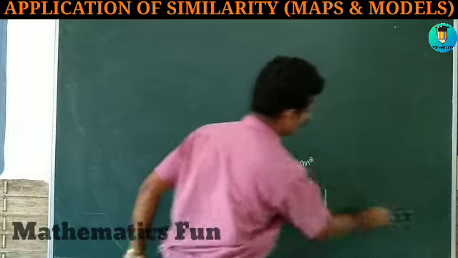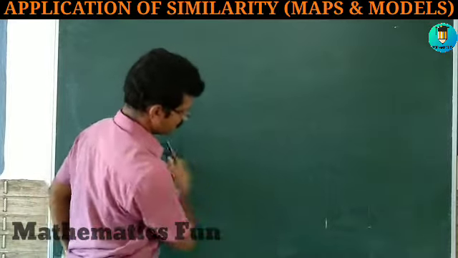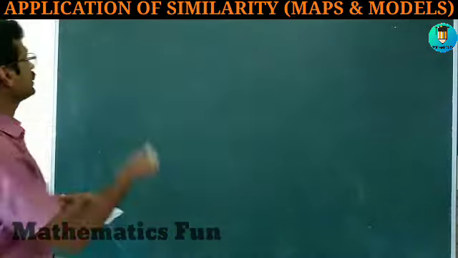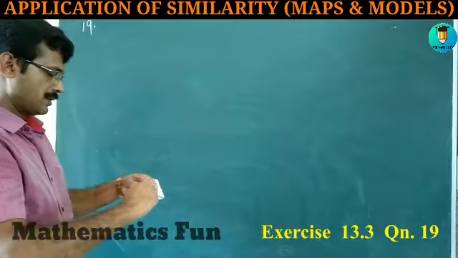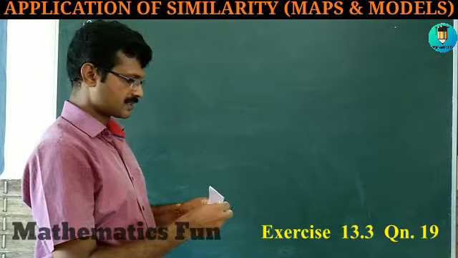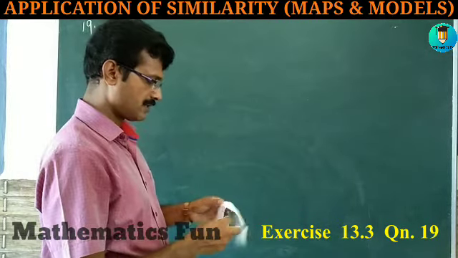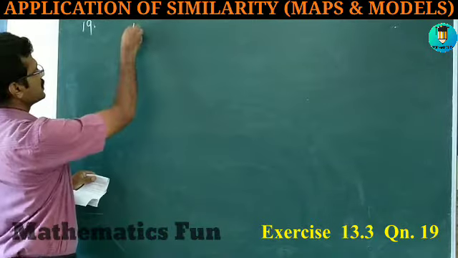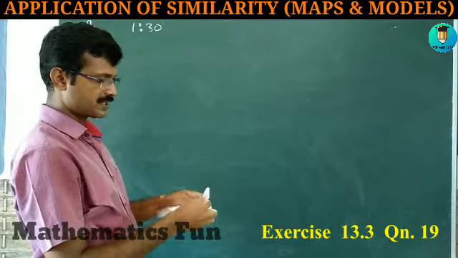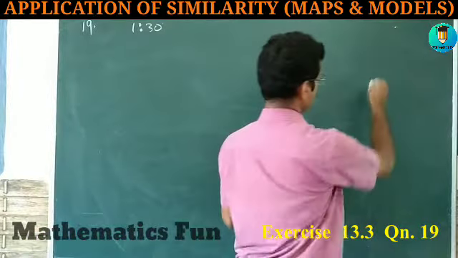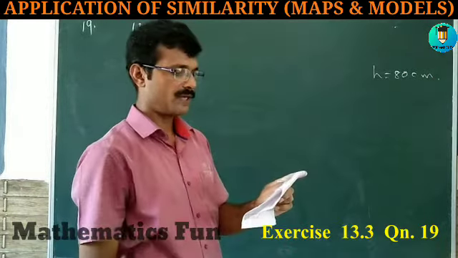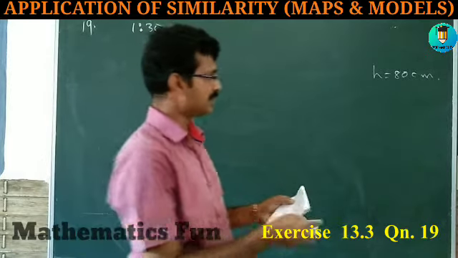Maybe you will try to include volume also in that question, since you studied a result regarding volume also. So we will try to do a question like that, that is question number 19. Here a model of a building, so a 3D figure is coming. Model of a building is constructed with the scale factor 1:30. If the height of the model is 80 centimeter, we have to find out the actual height of the building in meters.